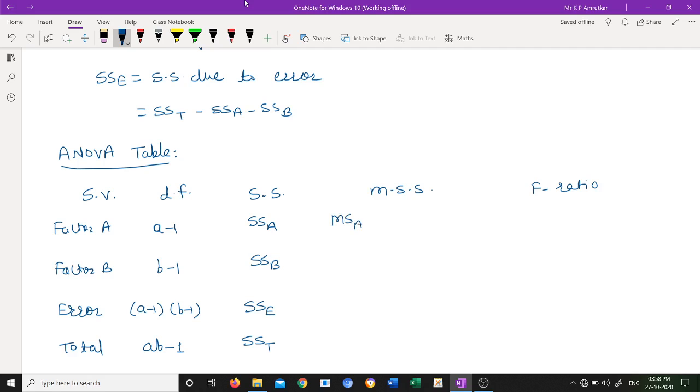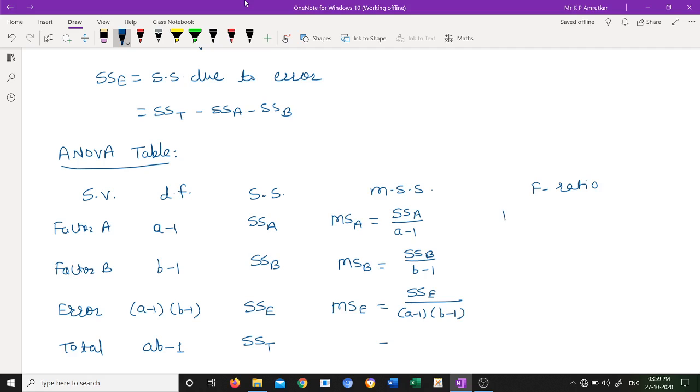Now, MSA means mean sum of squares due to factor A. This is obtained by SSA divided by the respective degrees of freedom, here A minus 1. MSB is obtained by SSB divided by B minus 1. MSE, mean sum of squares due to error, is obtained by SSE divided by A minus 1 into B minus 1.